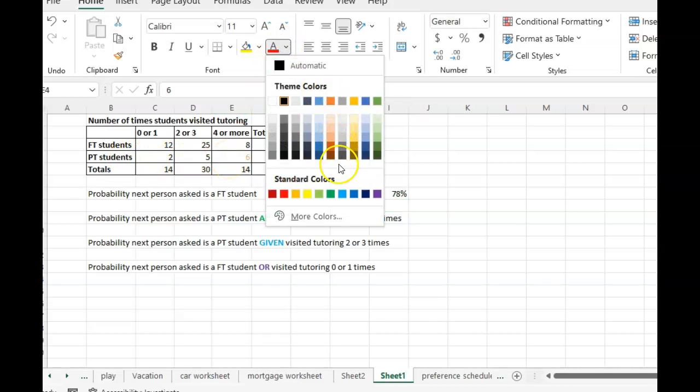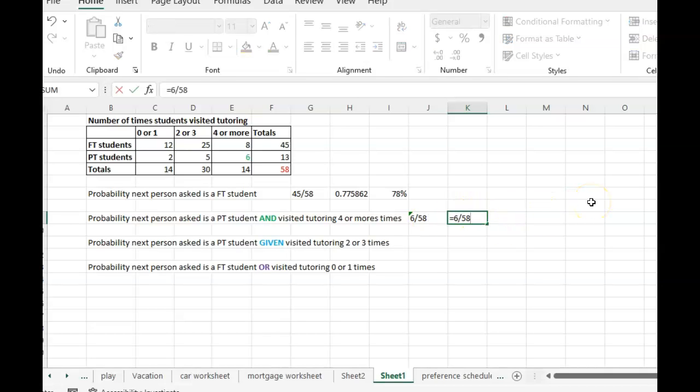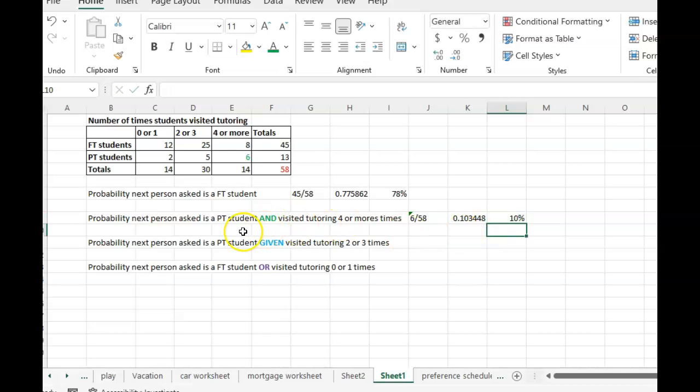Just going to make that green. So 6 out of 58 meet that criteria. So our probability is 6 divided by 58. And we can figure that out mathematically here. 6 divided by 58 is 0.10, which is also 10%, which is my probability that one of my students is part-time and visited tutoring 4 or more times.